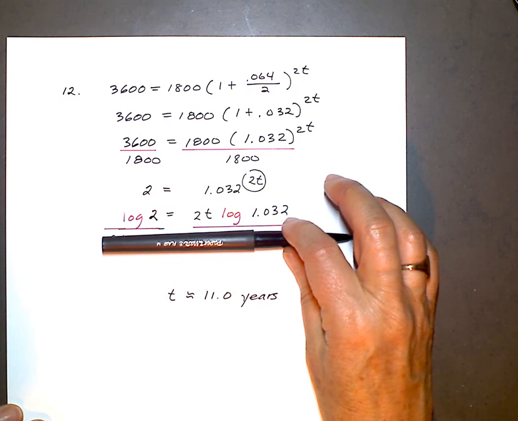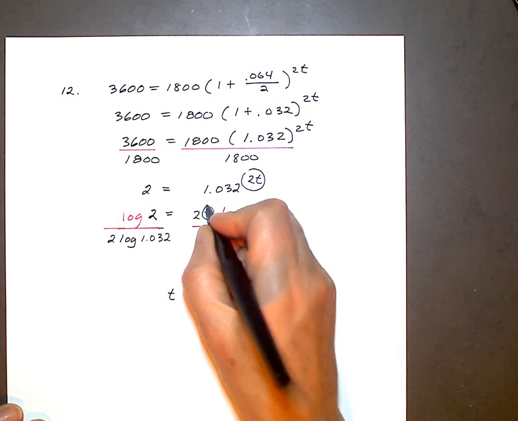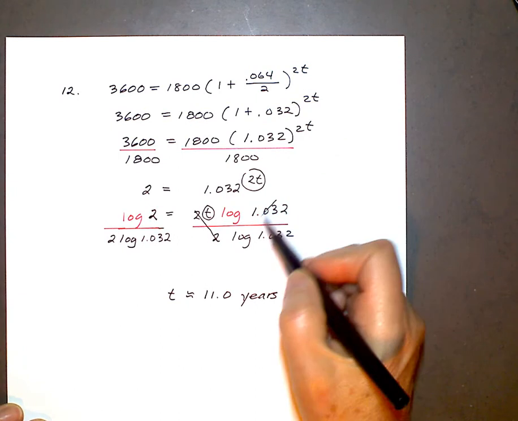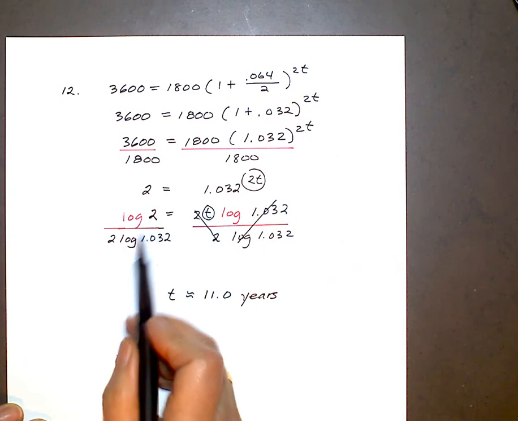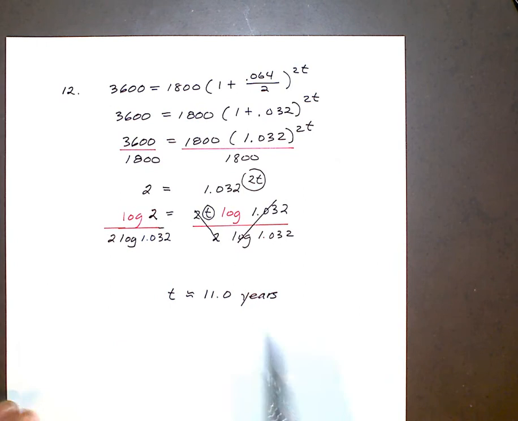So now I'm going to isolate this t, I'm going to divide both sides by the 2 and that log, and now t is equal to this value, and so when I punch that in my calculator and simplify it, I get about 11.0 years, which is choice E.